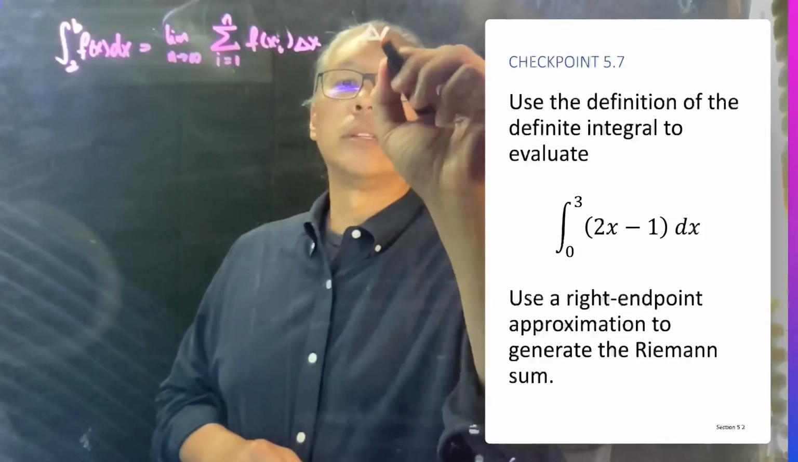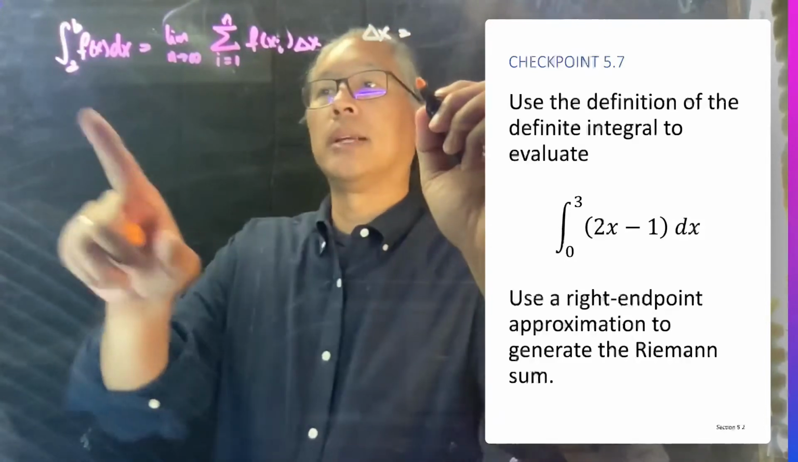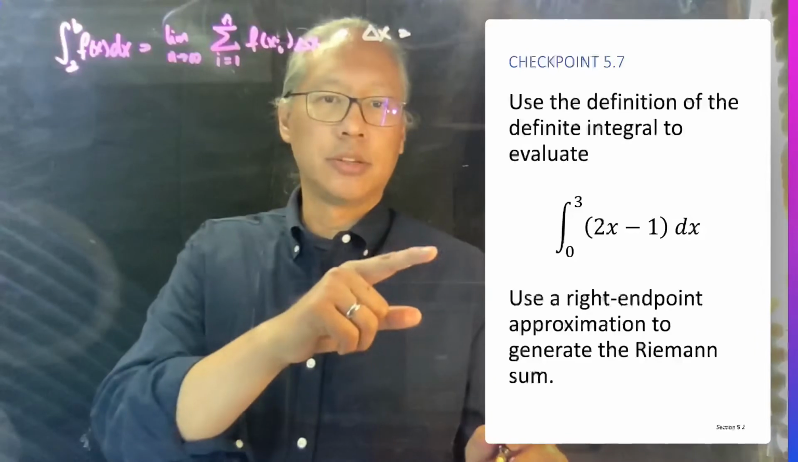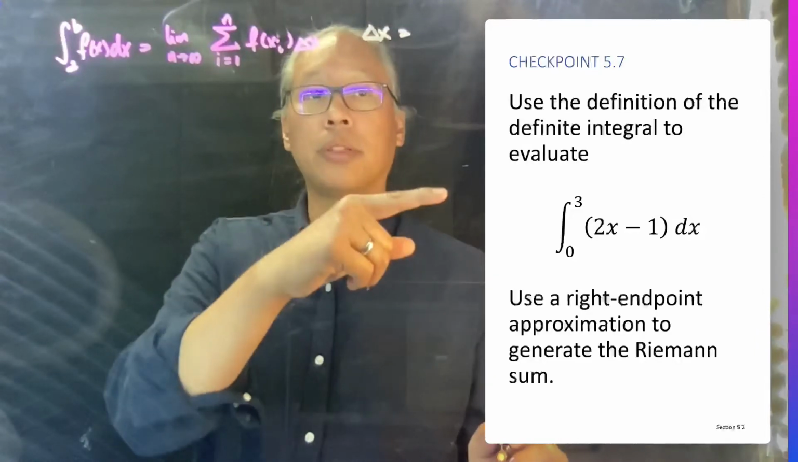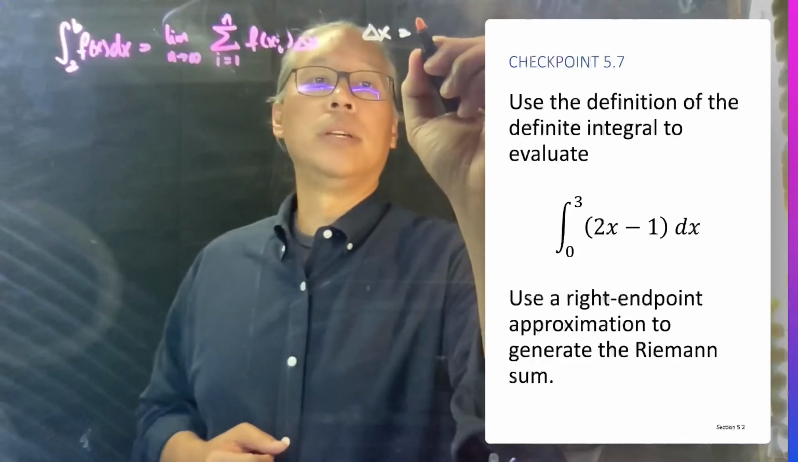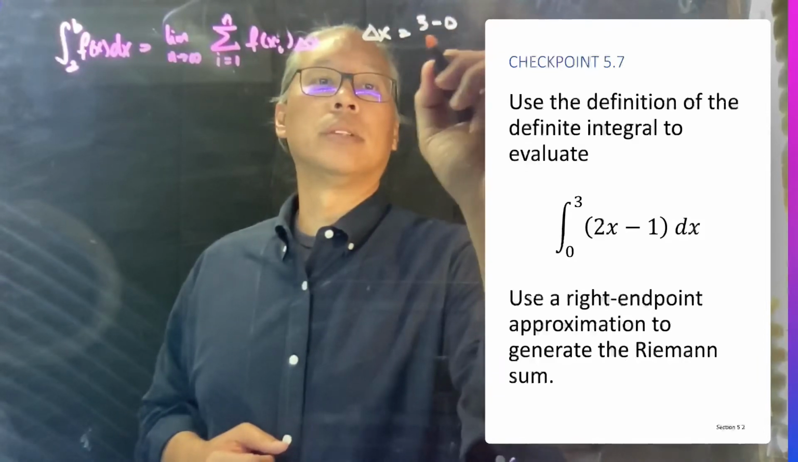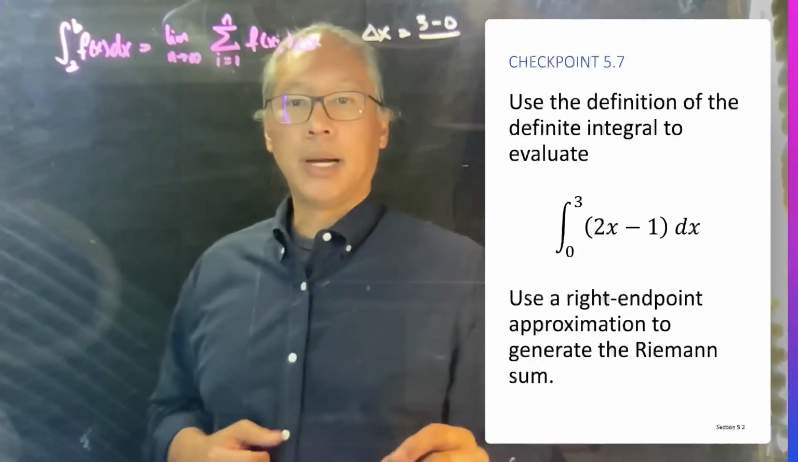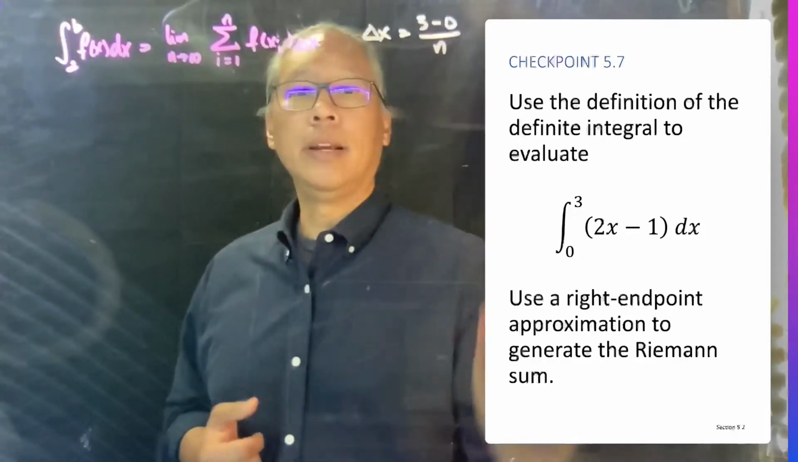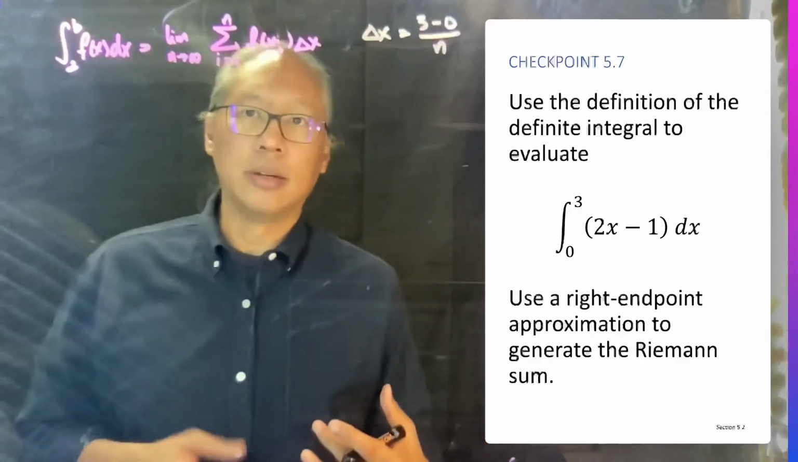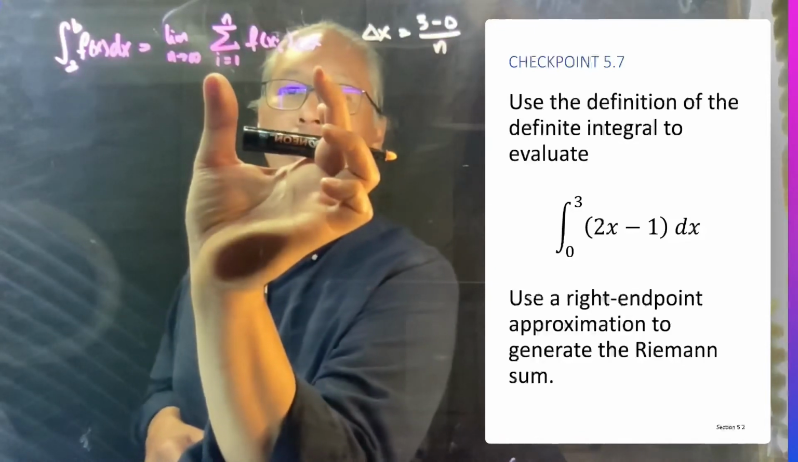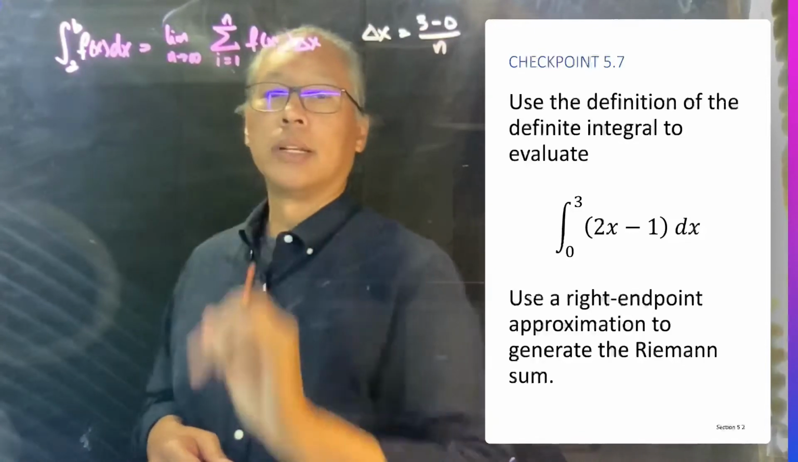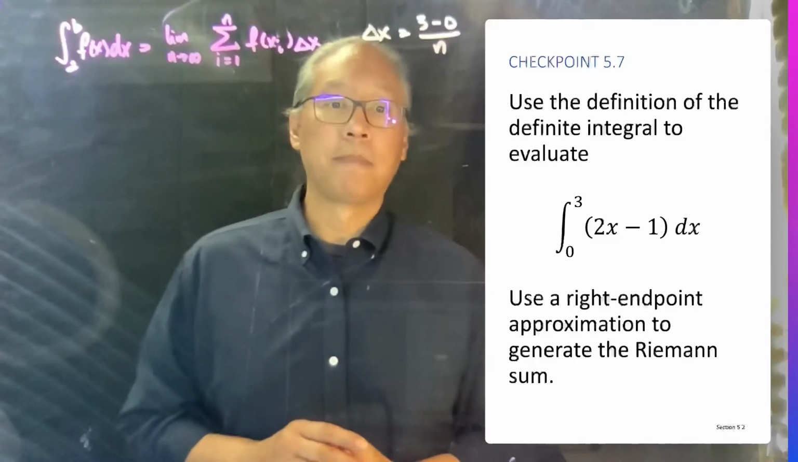It turns out that delta x is equal to b minus a, divided by n. In your integral, you're going from 0 to 3, so b is equal to 3 and a is equal to 0. Here they don't give us a specific value for n because we're not approximating it. We're going to get an expression that has an n in it, and then we're going to take the limit as n goes off to infinity.